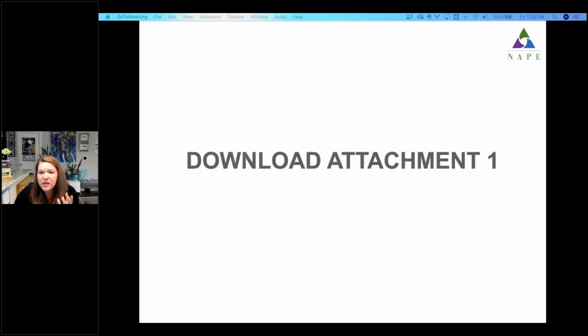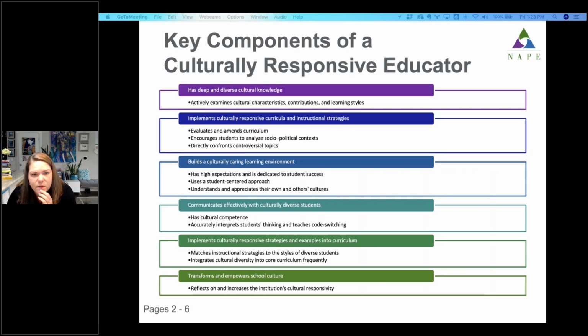So at this point, you can download the first attachment, and we're going to be covering some of the key components of a culturally responsive educator. And so make sure that you've got that in front of you, because I'm going to skim over the key things here that we want to think about. What does it mean to be a culturally responsive educator? And then from there, we're going to be looking a little bit deeper at some of the different concepts. So again, this is in the download attachment 1, and then you can skip a few pages down to see what these key components are.